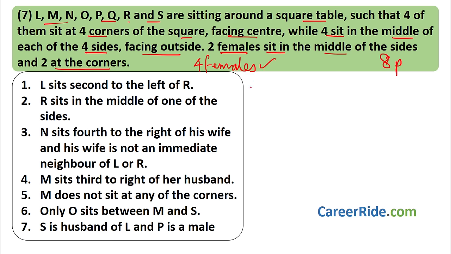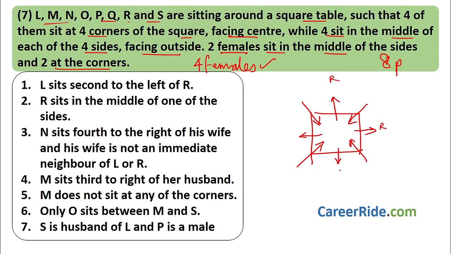Also, what is the seating arrangement? The seating arrangement is of a square. In that, how is it? 4 corners, people are sitting facing inside. Okay, so this is inside facing, and in the middle of the sides they are facing outside, right? They are facing outside. Now let us see whether we can pinpoint any of the things or any of the positions. First, L sits second to the left of R. We cannot point anything. R sits in middle of one of the sides. So R is not at the corner. R can be here, R can be here, R can be here, R can be over here. But still we have not fixed.